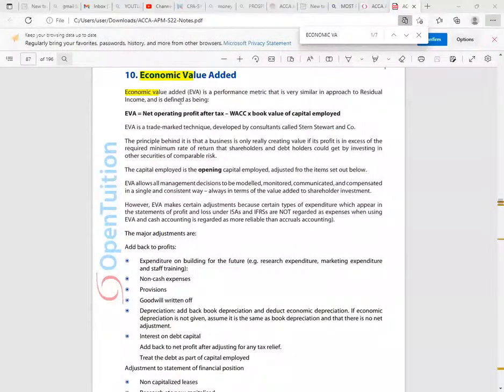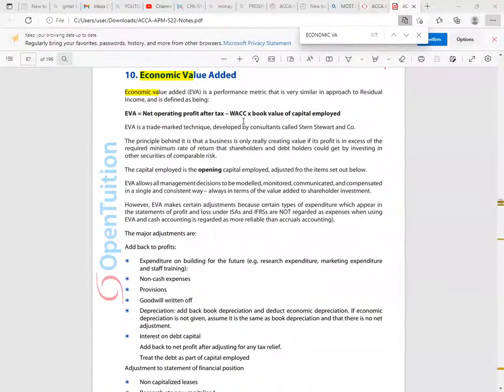So you're saying that the economic value added model is a performance metric that is very similar in approach to residual income and is defined as: EVA is net operating profit after tax minus WACC times book value of capital employed. EVA is a trademark technique developed by consultants called Stern Stewart and Company. Don't cram that. There is no examiner who will ever ask you that kind of a silly question.